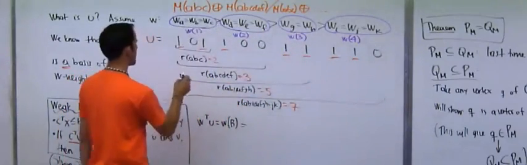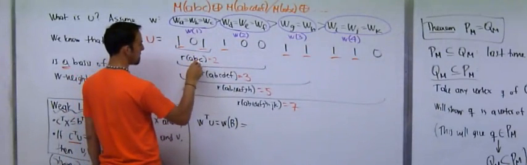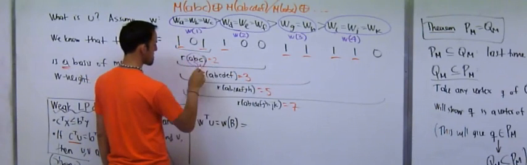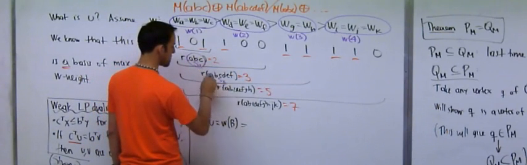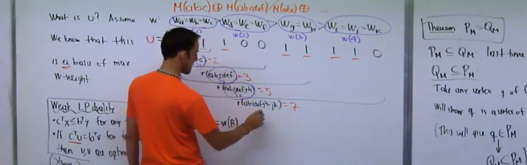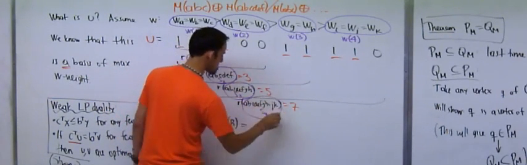And let me call this set ABC S sub 1. Let me call ABCDF S sub 2. This one S sub 3. And this one S sub 4. Okay?